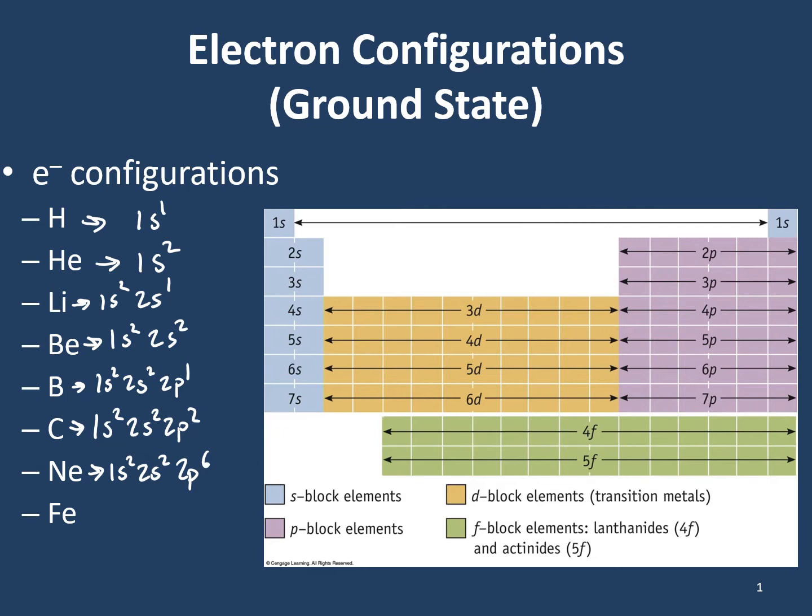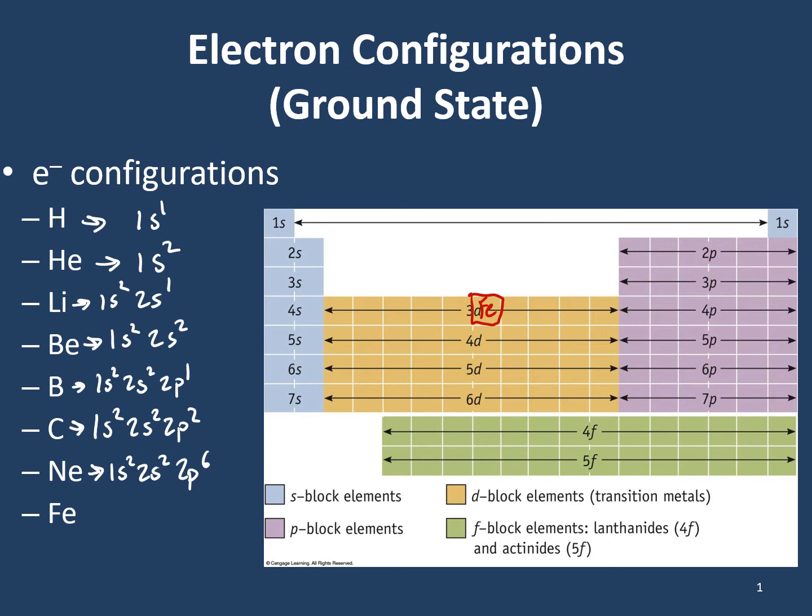So let's do the last one on this list, iron. Iron is the sixth element in the 3D row. So 1, 2, 3, 4, 5, 6. This is Fe here on our periodic table. Now, if we're doing this electron configuration, again, we're going to start from the very beginning.